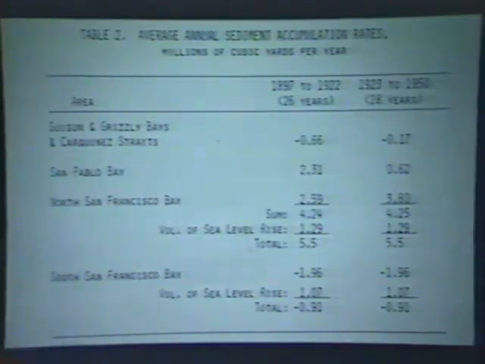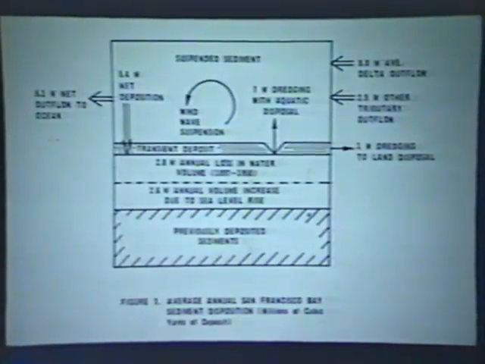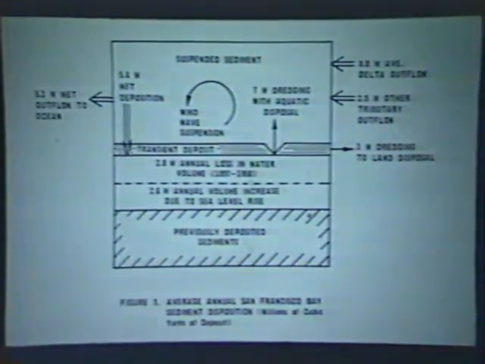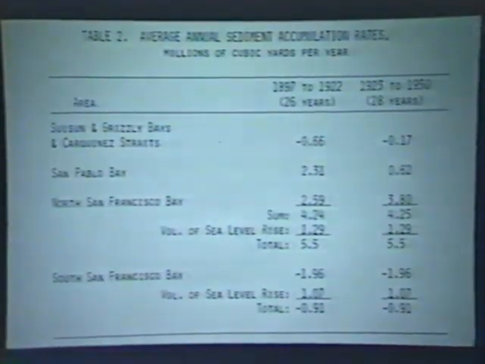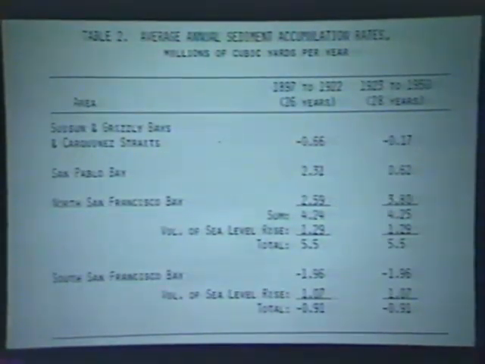Now, if we take the amount of sediment that comes in, what's the reason for the difference in the sea level rise volume? Well, the volume of sea level rise is the change in elevation of the water surface times the area of the system. And the area of the North Bays is different from the area of the South San Francisco Bay. Any other questions about that?